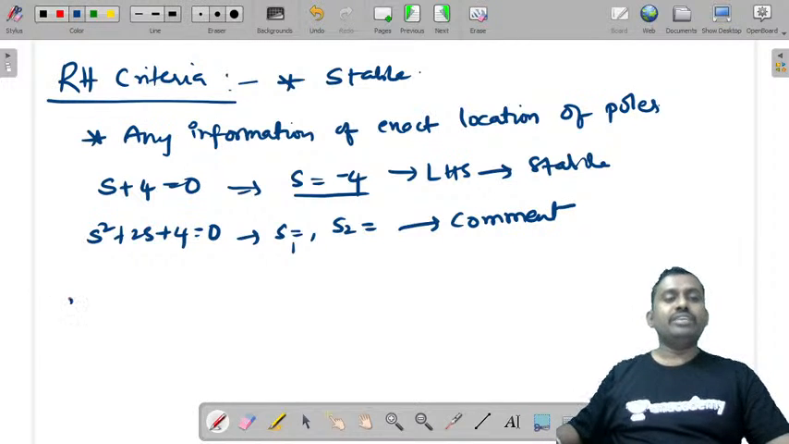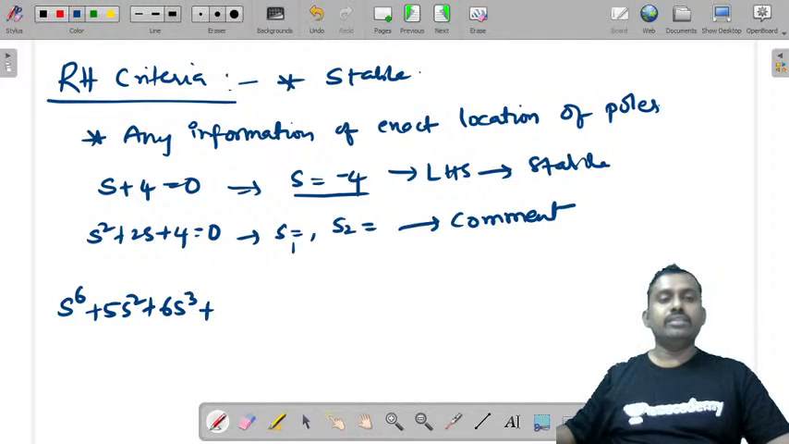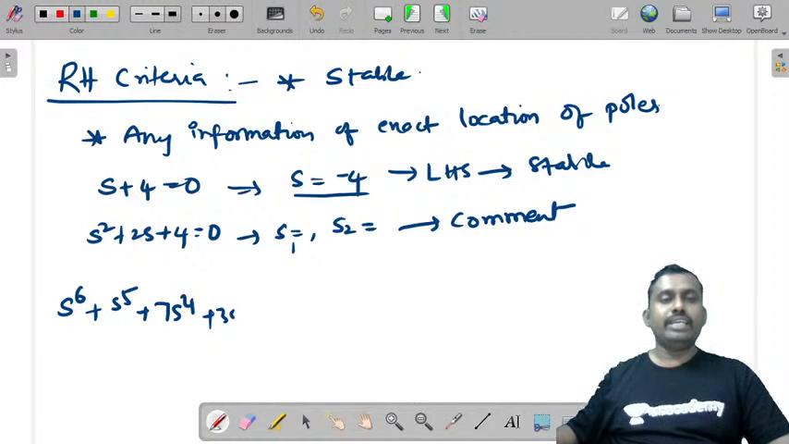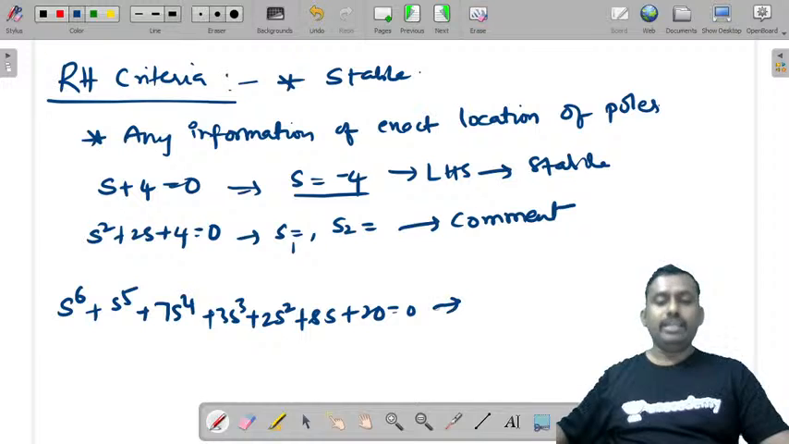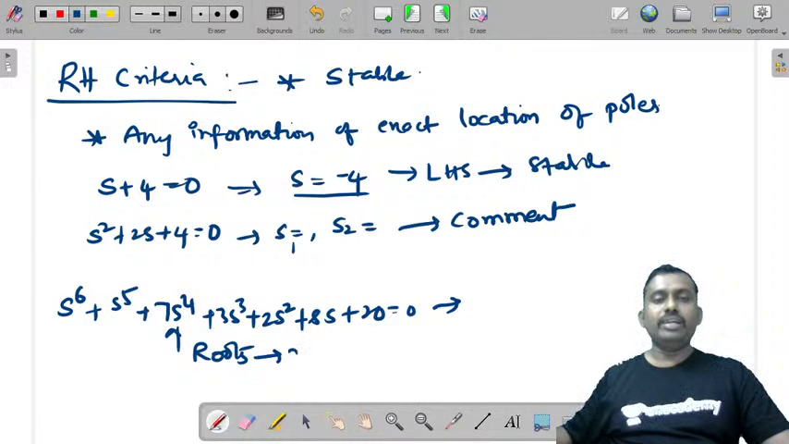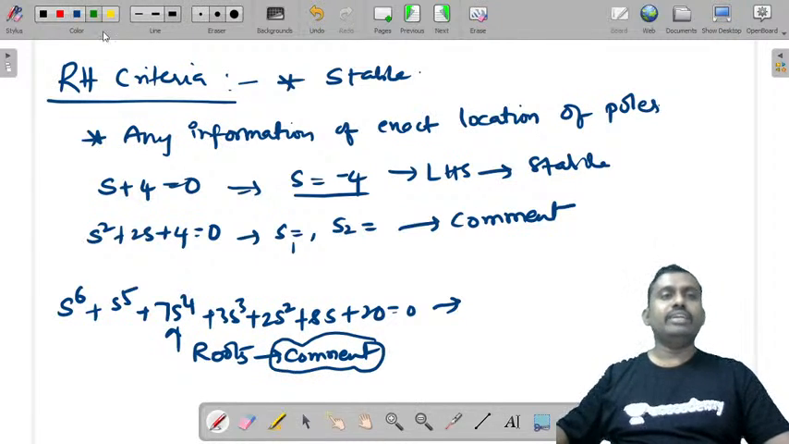If the given transfer function has something like s power 5 plus 7 s power 4 plus 3 s cube plus 2 s square plus 8s plus 20 is equal to 0, it becomes very difficult for us to find the roots of this and comment on the stability of the system. This will become difficult.